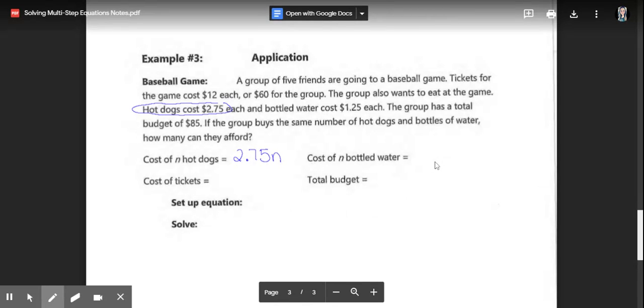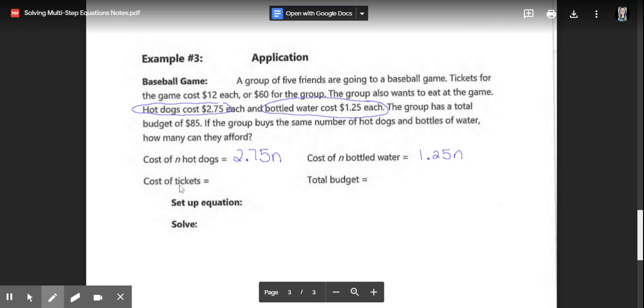Next, I need the cost of n bottled water. I don't know how many bottles I'm getting, but I know that the water costs $1.25 each. So, based on that information, what should I write here? 1.25n, because each bottle of water costs $1.25, and I don't know how many I'm buying at this point.